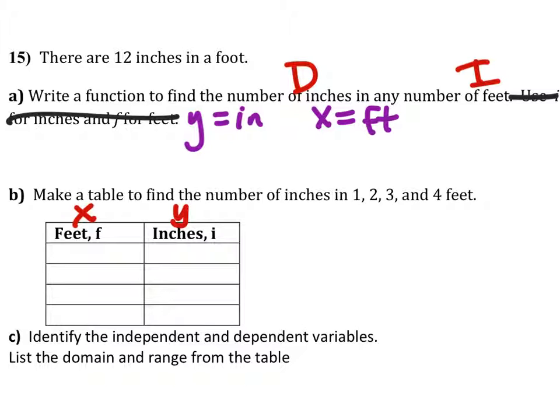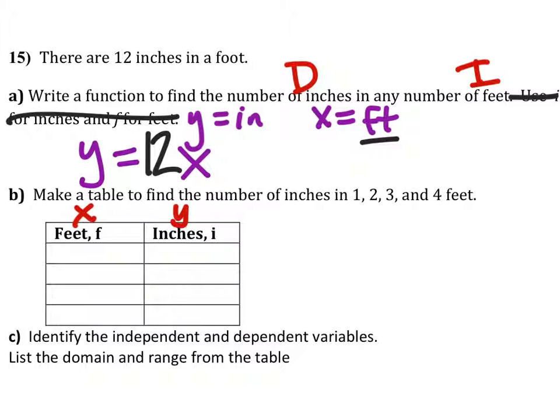So in the equation, we would have y equals something x, right? And how many inches are there in every foot? 12, right? So if I take 12 times the number of x feet, then I would have the number of inches. So how many inches are there in 3 feet? Well, 3 times 12, that would give us 36.